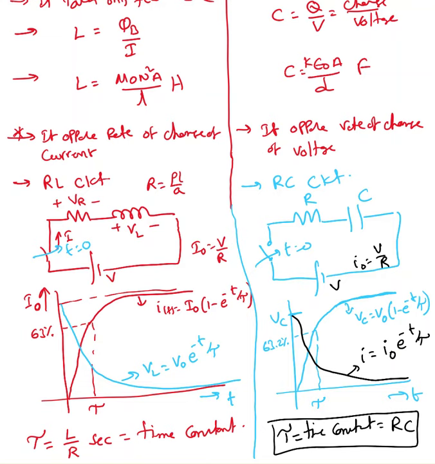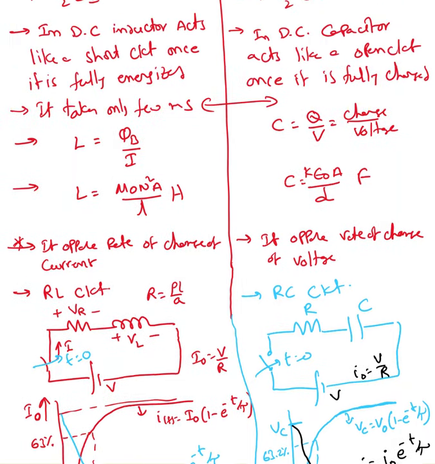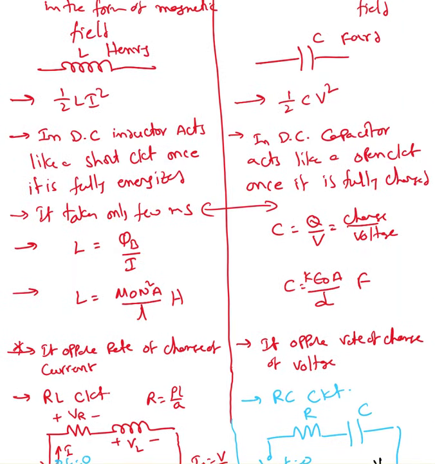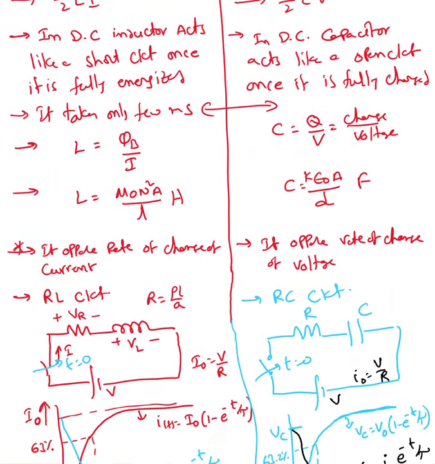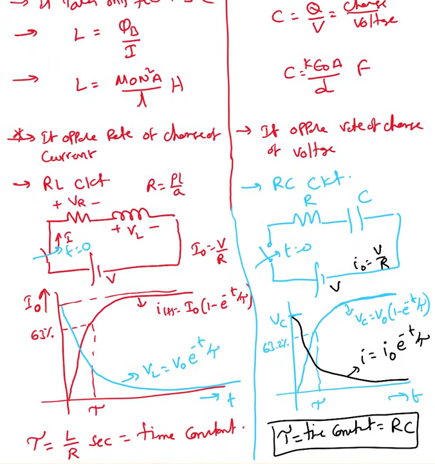So there are lots of comparisons between inductor and capacitor. They both store energy. One is in magnetic field form, another one is electric field. And these are the comparisons between the L and C circuit.